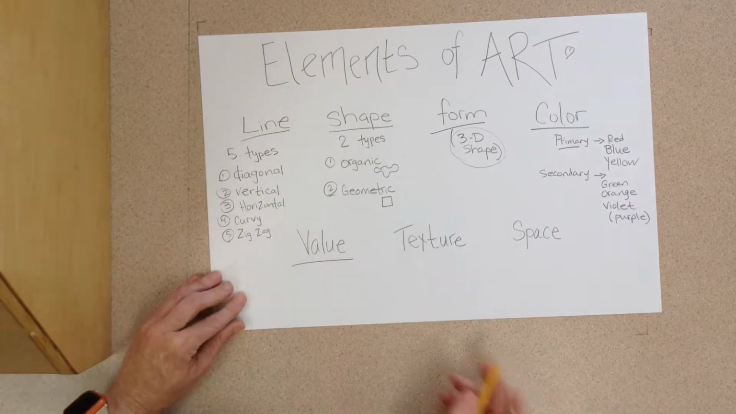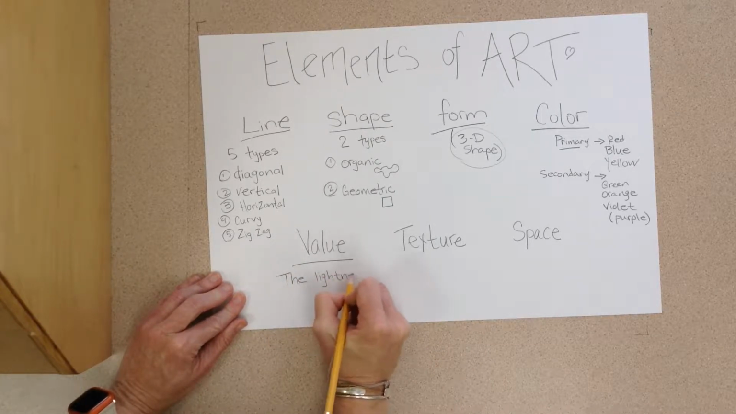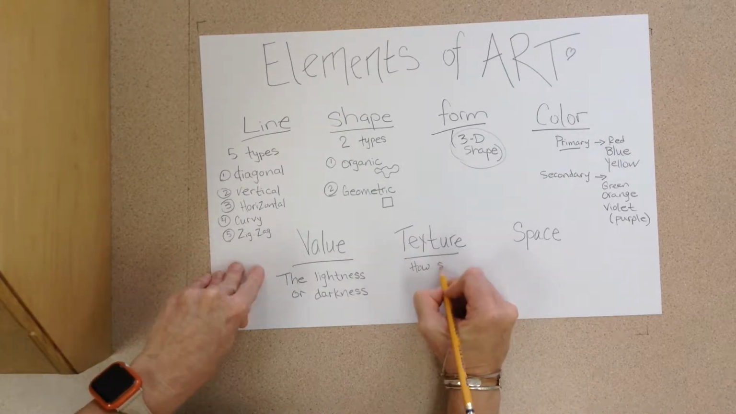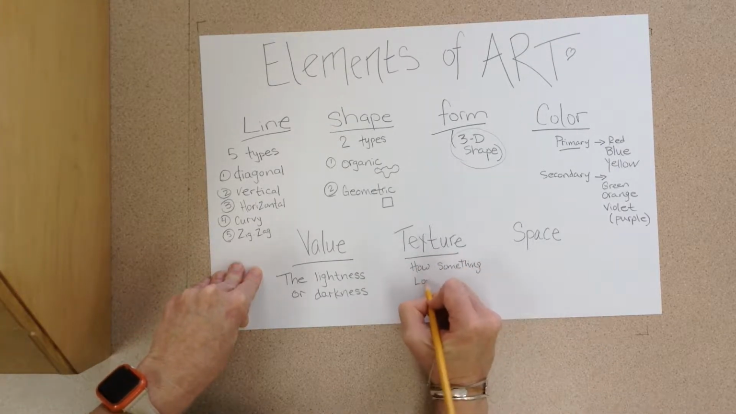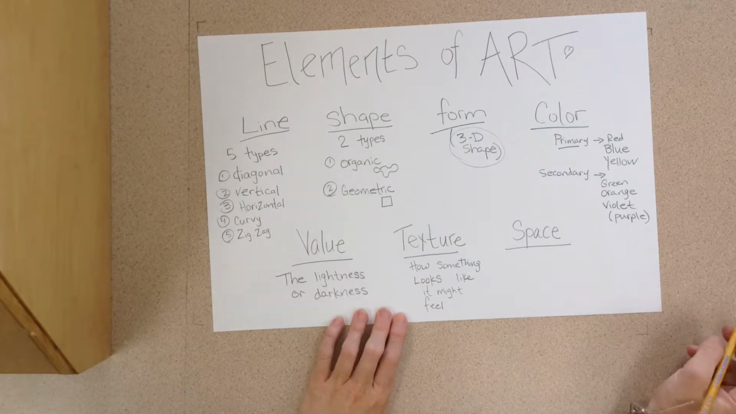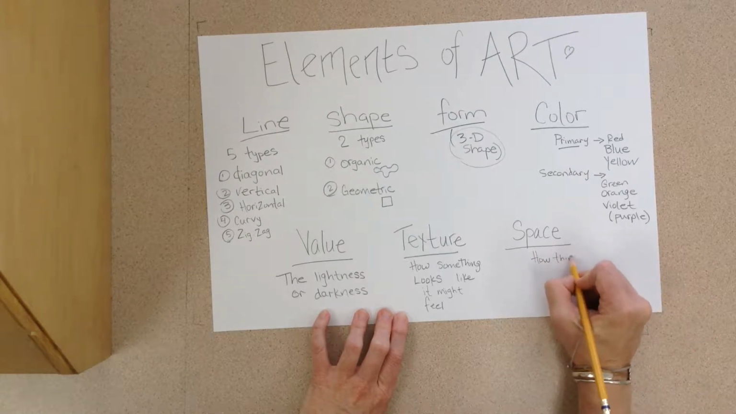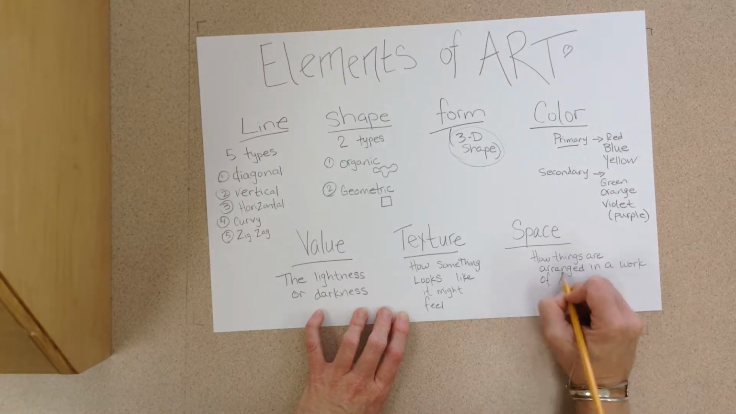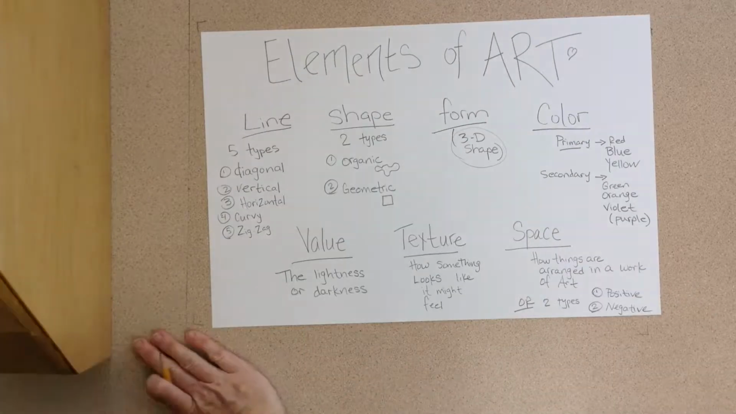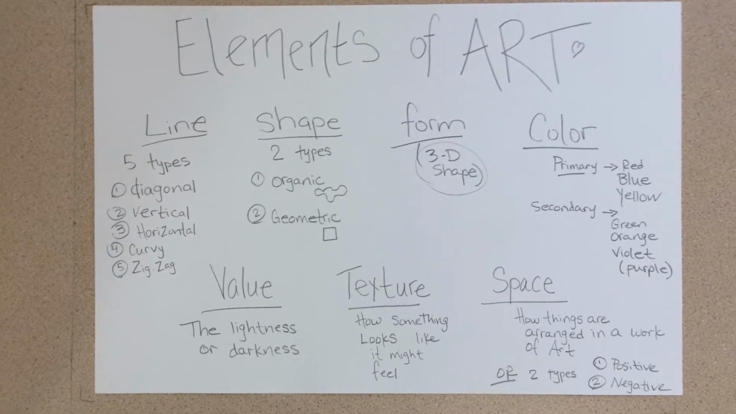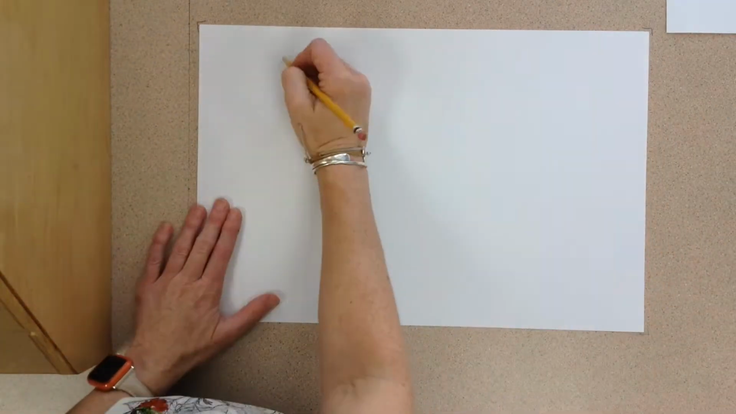Value is the lightness or darkness of a color or a shadow. Texture is how something looks like it might feel. And space is how things are arranged in a work of art. There's also positive and negative space. These are the 7 elements of art. Now let's look at each element more closely.